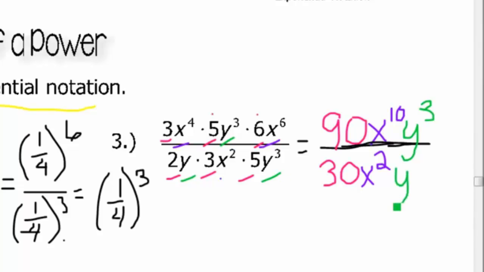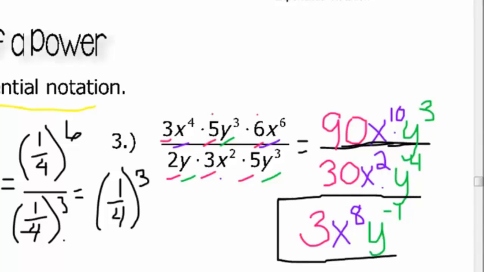Okay, so then when you divide it all out, 90 divided by 30 gives you 3. And then when you divide these right here, remember when you divide, you should subtract your exponents, so you end up getting x to the 8th power. And then over here, when you subtract these exponents, you end up getting y to the negative 1st power. Eventually, we will talk about how to deal with negative exponents, but for right now, we're just going to leave it as y to the negative 1st power.